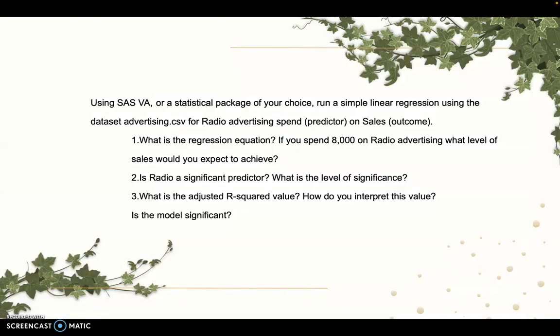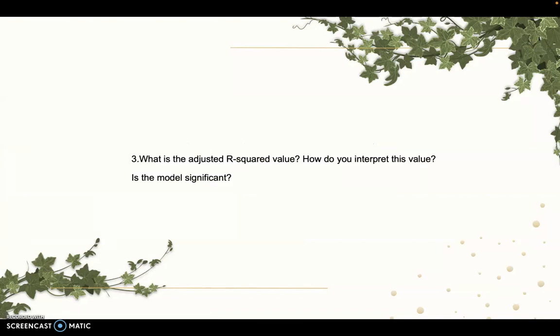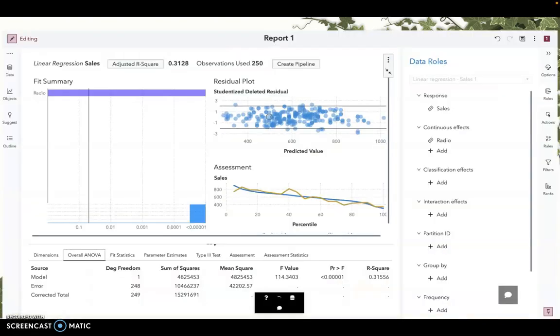Then we look and see our R squared value. Then we see what our adjusted R squared value is. Right here, we see that it is 0.3128. And what that means is that our model, as we currently have it set up, is able to explain 31.28% of the data using the inputs that we currently have.